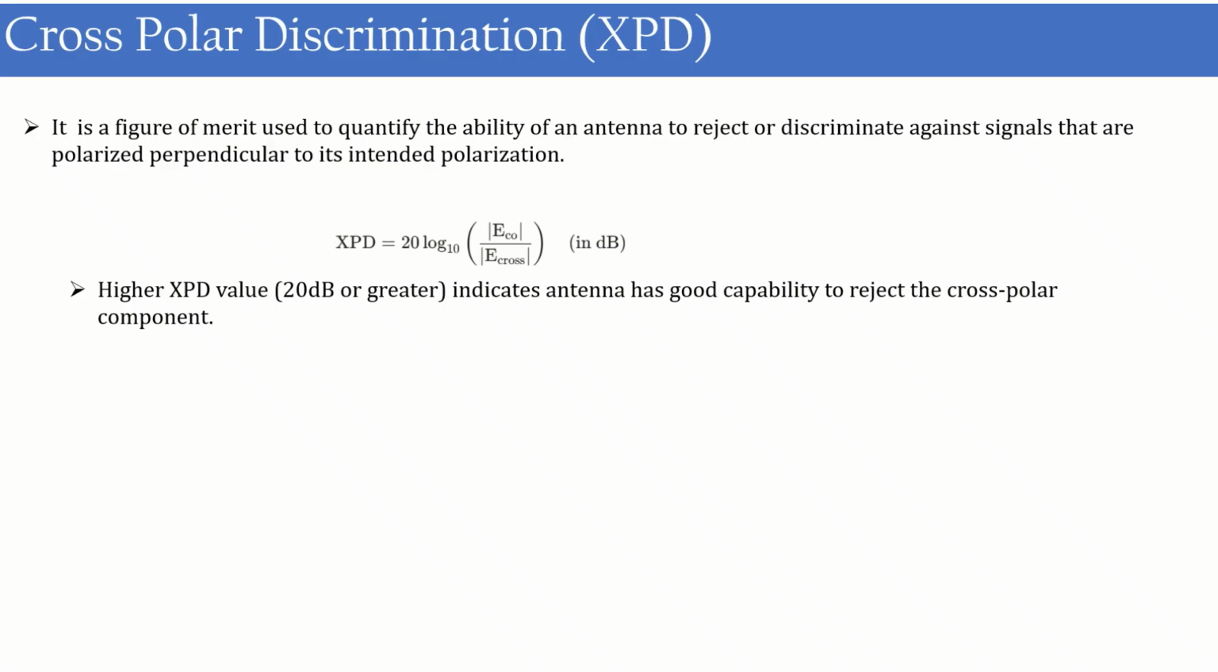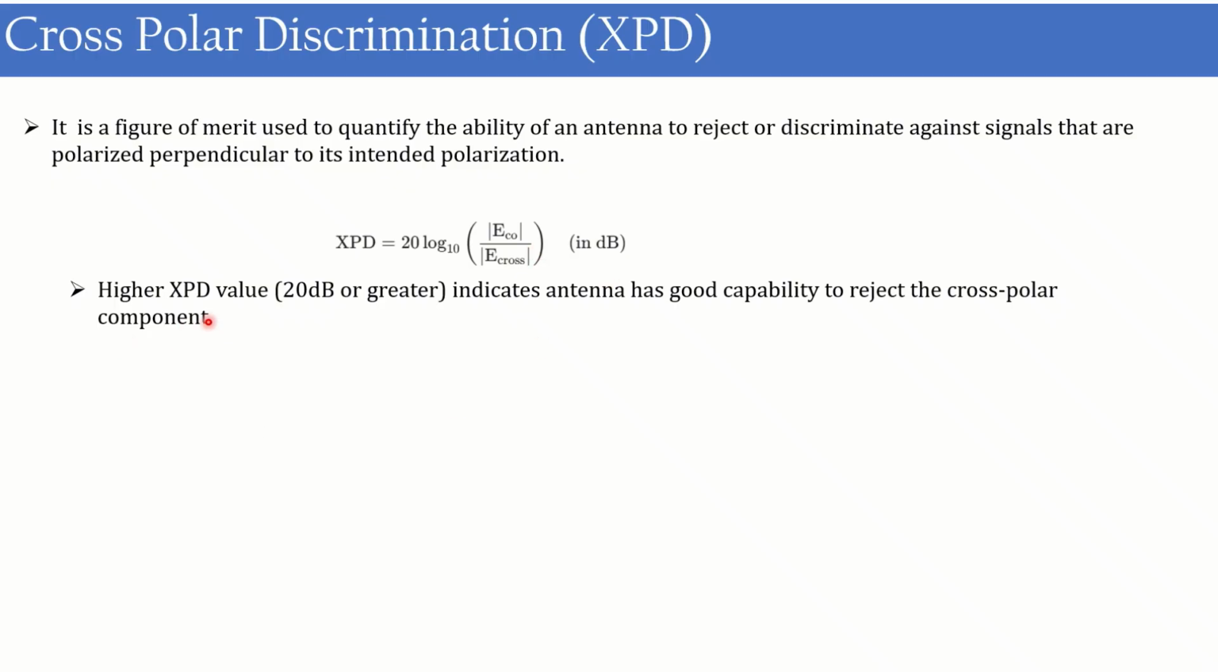So the cross-polar discrimination is the figure of merit used to quantify the ability of a receiving antenna to reject these cross-polar components. So it is defined as the ratio of copolar component to the cross-polar component. So in dB, it is equal to 20 log 10 of E co by E cross in dB. That means that if an antenna has a high XPD value, that means that it will be receiving mostly the copolar component and it will be receiving only less part of cross-polar component. That is our desired quality of an antenna.